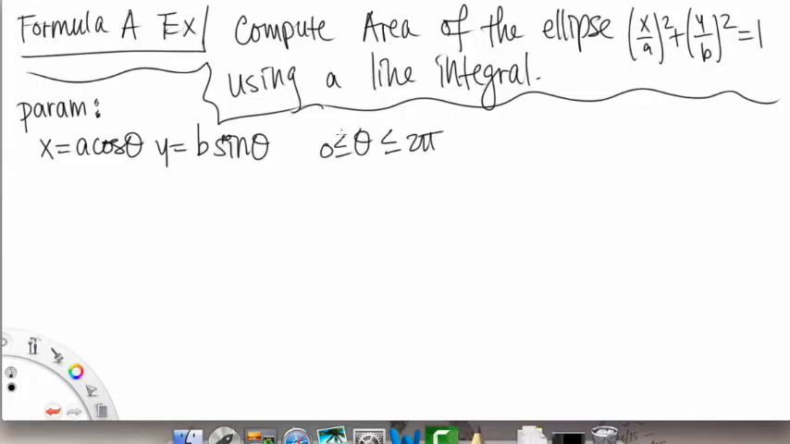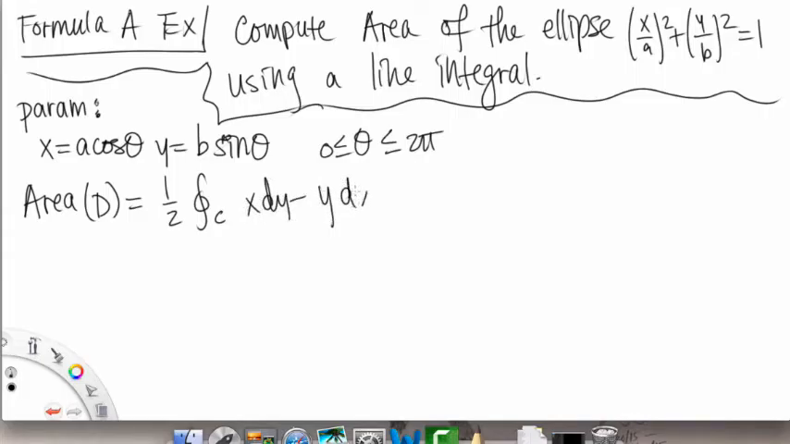And then what we need, so here's our formula again. So area of the enclosed domain, so of the ellipse, so I'm just going to say area of the domain, is equal to 1/2 times the line integral over the curve of x dy minus y dx. So we have our x and our y already, the parameterized ones, with our parameter variable being theta. We have our bounds on theta, but we don't have our dy or dx.